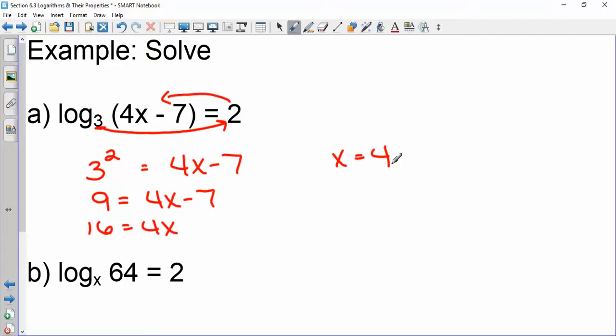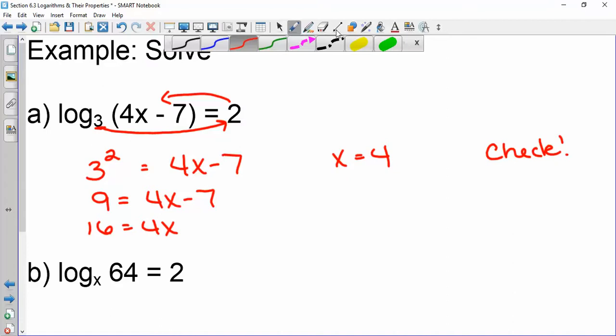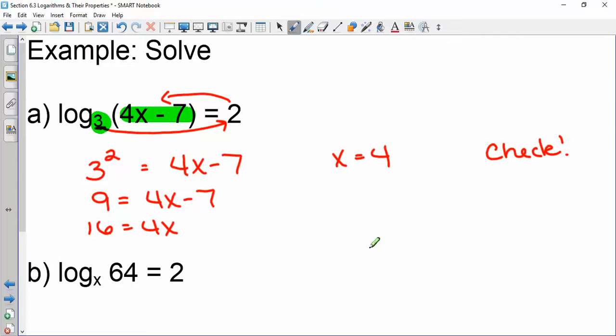You do need to check your answers on this. What you need to look at, I told you that in a log, both the base and the argument have to be positive. The only thing that could be a negative is what it's equal to. So all you really have to do is make sure if I put this in, will 4x minus 7 be positive? Yes, so it's okay. If that were to give me a negative, then I would have to say no solution because you can't do the log of a negative number.